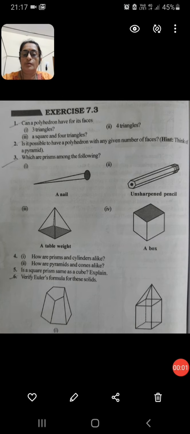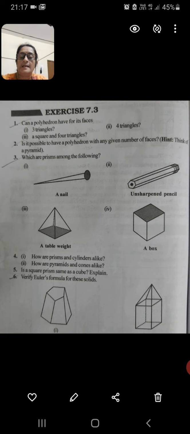Let us go to question number 4, children. How are prisms and cylinders alike? You know, a prism has both the sides at the base and at the top, 2 congruent figures will be there. It may be any polygon, and even in a cylinder both the base and the top will be circular. So you can say in prism and cylinder the base and top are congruent to each other.